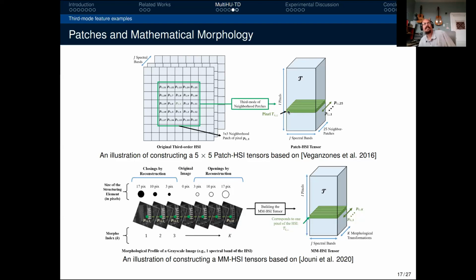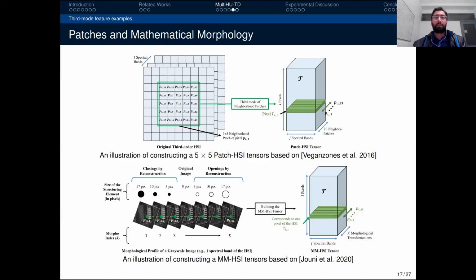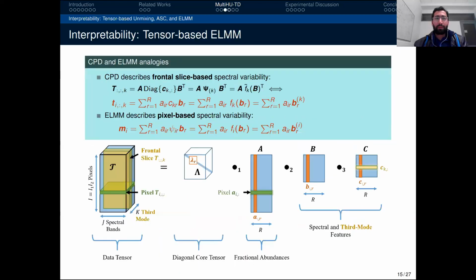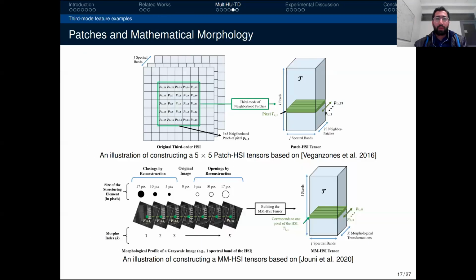For the patches, this is clear. It's more for the other one that I'm not sure I understood. Okay, perfect. So in this case, let's say that this is my pixel here, and I apply opening by reconstruction with 10 pixels, let's say. So it takes a disk of 10 pixels with this shape.